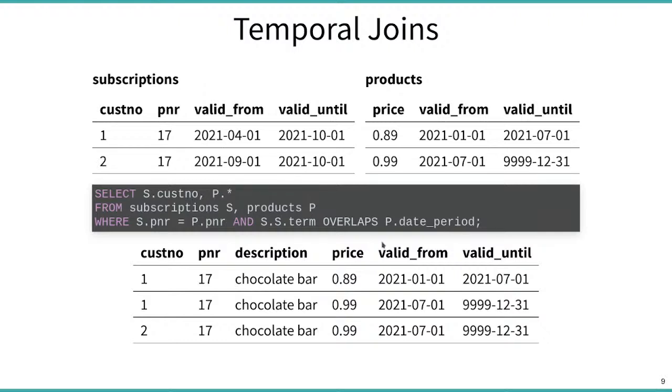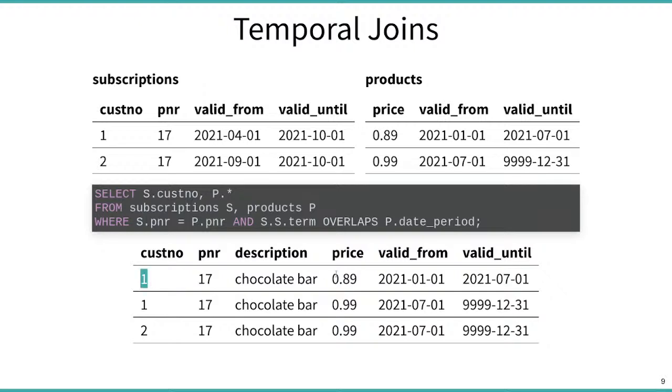I use the customer number from the subscription table and the rest is from the products table. So the valid from is not this valid from here, and the valid until is not the valid until here. I would have to rename those columns if I would need them. So if you want to calculate the total cost of the subscription, you need also s.valid from and s.valid until and so on, and then check what was the price during the subscription. Yeah, and that's a temporal join.